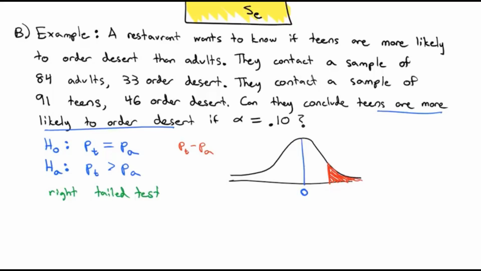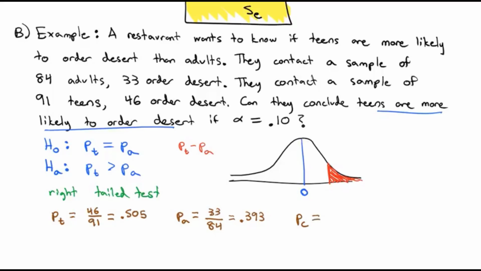Let's calculate some of the pieces that we're going to need in order to solve this. First, the proportion of teens. There are 46 out of 91 teens that order dessert. That's going to be 0.505. The proportion of adults who order dessert, that's going to be 33 out of 84, or 0.393.